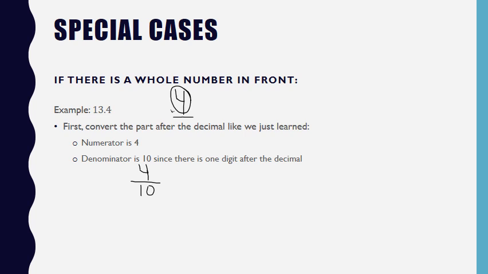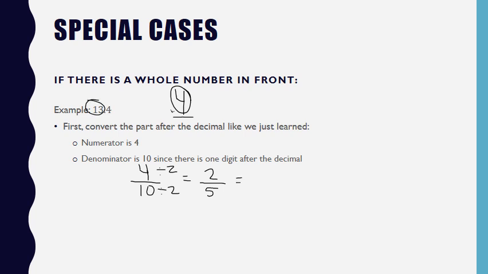4 can be divided by 2, and so can 10, because they're both even numbers. 4 divided by 2 is 2. 10 divided by 2 is 5. At this point, we can't simplify anymore. Based on what we did on the last page, you might think that we're done, but we're not done yet. We're not done because we haven't done anything about this 13 here yet.